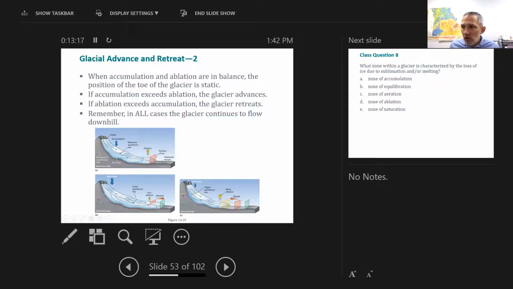And so the end of the glacier is going to get closer to the start of the glacier. And so again, materials are moving down, they're just not moving down as far. And so in this case, we'd say the glacier is retreating. And again, that does not mean it's going uphill. Gravity still works. So what's happening here is the glacier is just not going down as far.